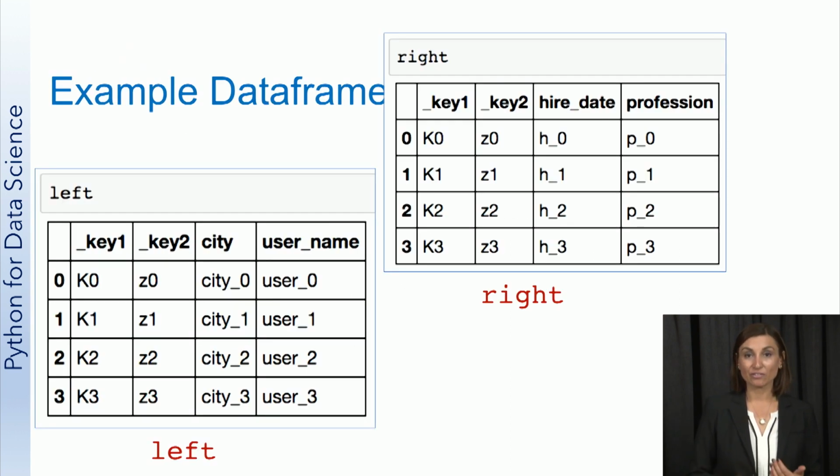For this video, we will use the two data frames given here as examples. The left data frame has two key columns, key 1 and key 2, and additional two columns for city and username. The right data frame has the same two key columns and additional two columns for hire date and profession.